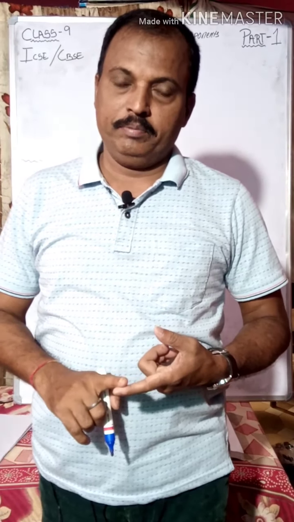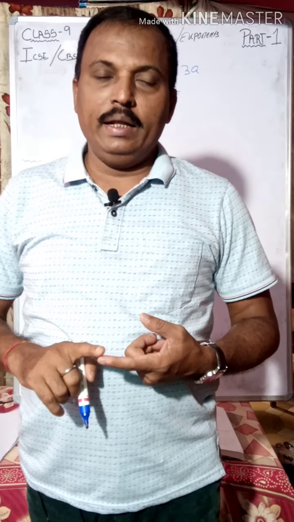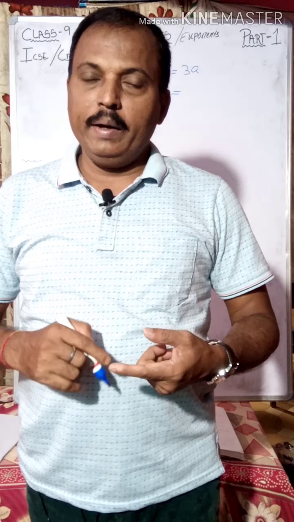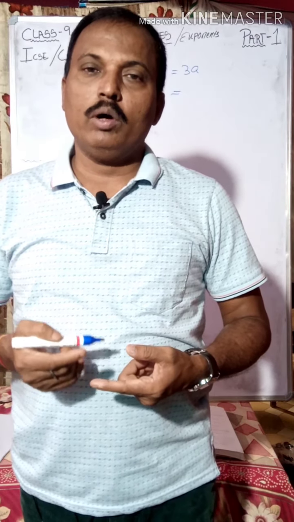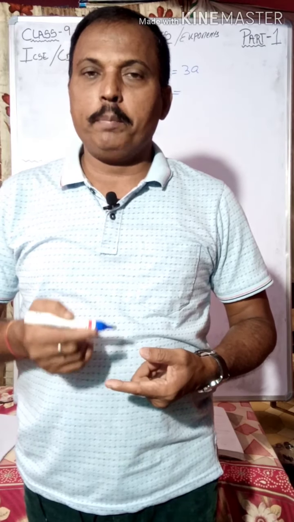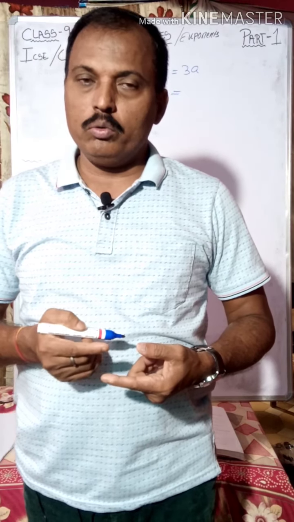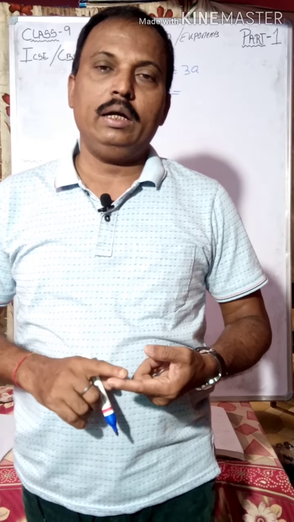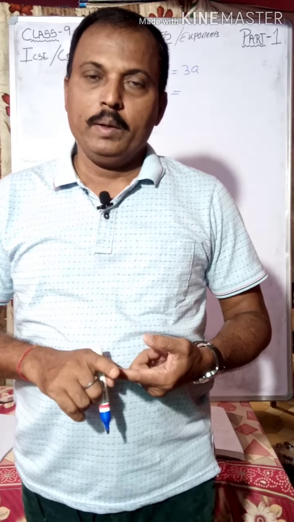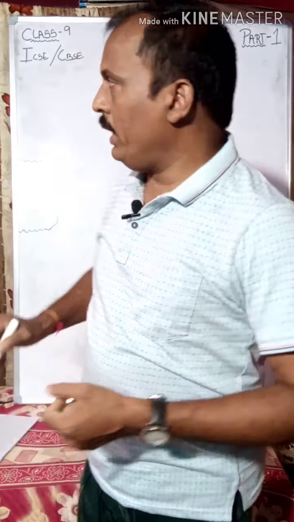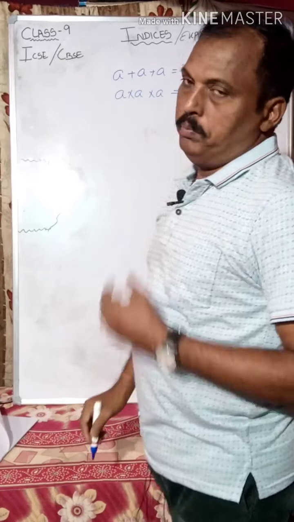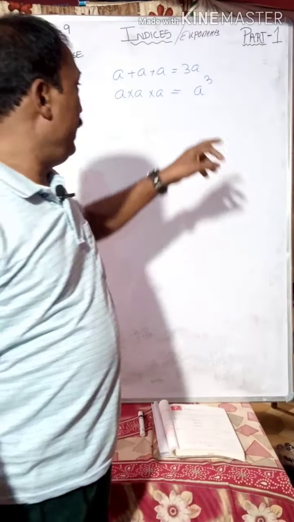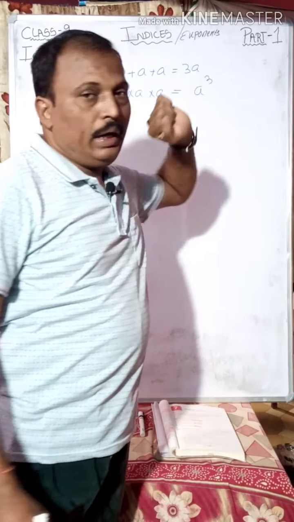Most students make mistakes in this case. They do not judge what the value of a into a will be, and what the value of a plus a will be. So a plus a is equal to 2a, but a into a is equal to a to the power 3 or a cube. a into a is equal to a cube.